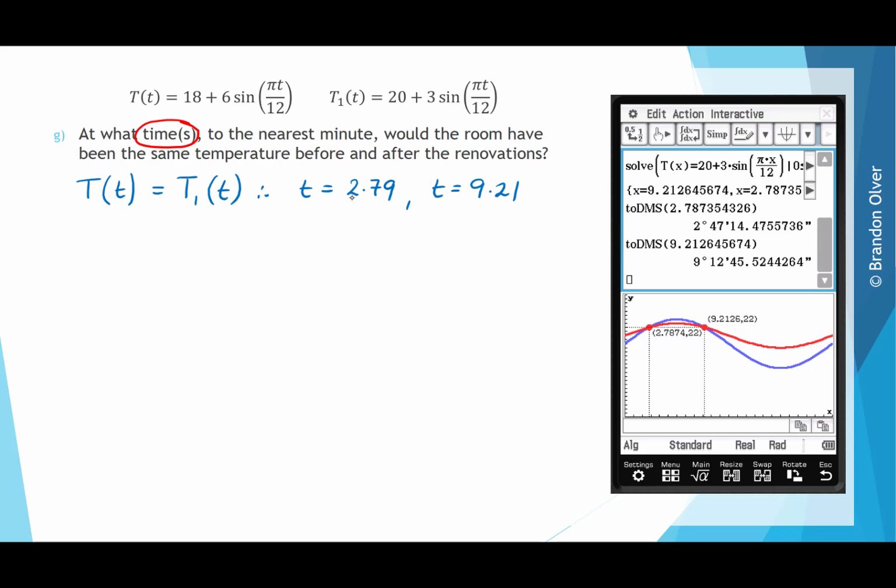So t equals 2.79 is actually another 2 hours and 47 minutes past 6 a.m. So that gives us a time of 8:47 a.m. And t equals 9.21 is in fact 9 hours and 13 minutes past 6 a.m., which gives us a time of 3:13 p.m. So they are the two times during the day when the room would have the same temperature before and after the room has been renovated.